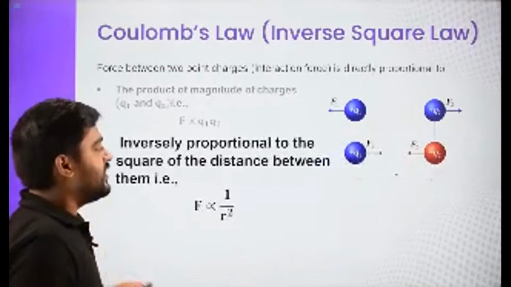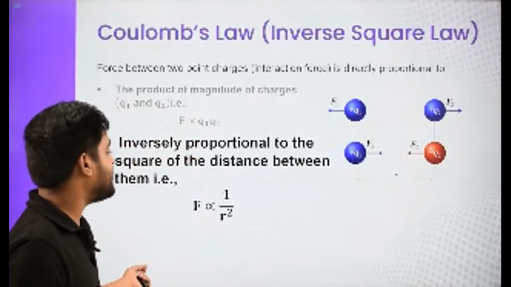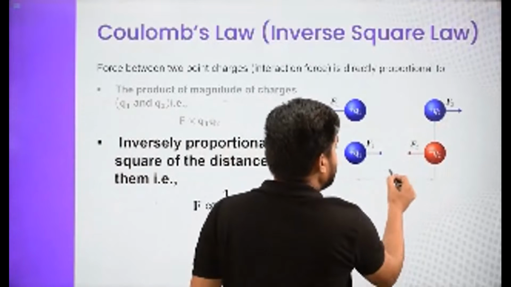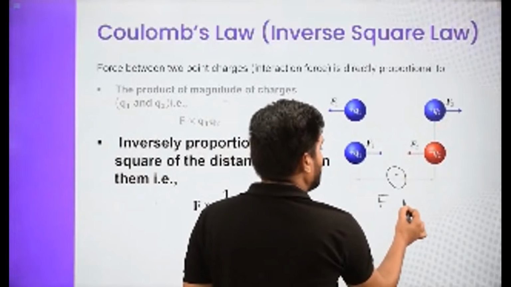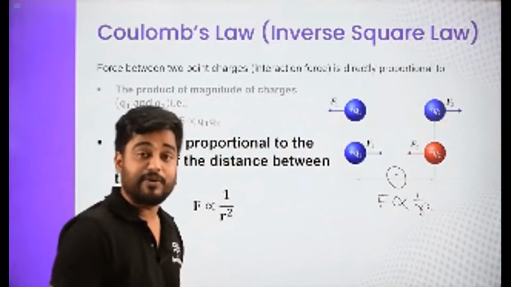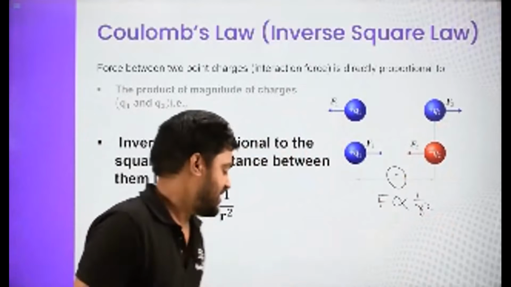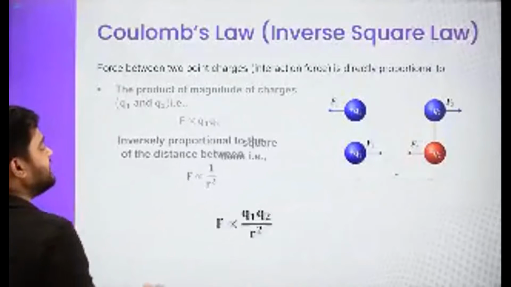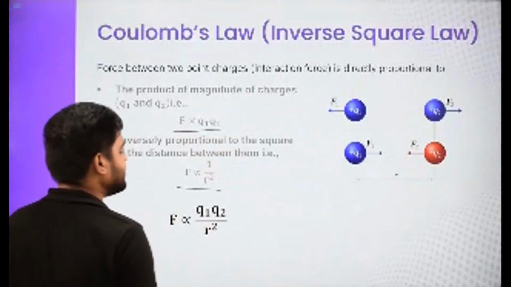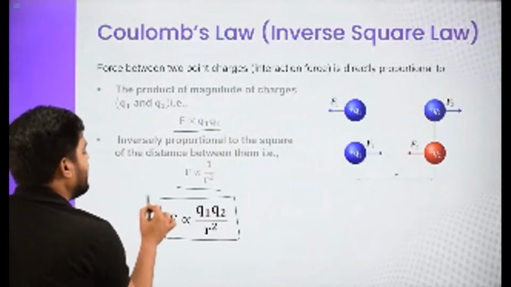If we talk about the separation, they are inversely proportional to the square of the separation distance. So what is the separation distance? It is R. So this force is also proportional to 1 by R square. We can say inversely proportional to the square of the separation. And when we combine these two, F is proportional to Q1 Q2, F is proportional to 1 by R square. We can say that F is proportional to Q1 Q2 by R square.